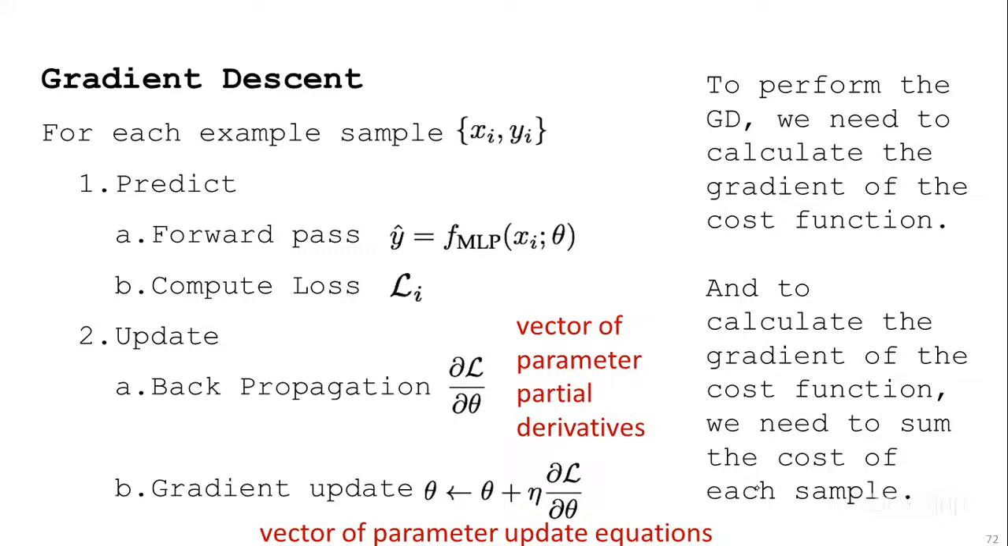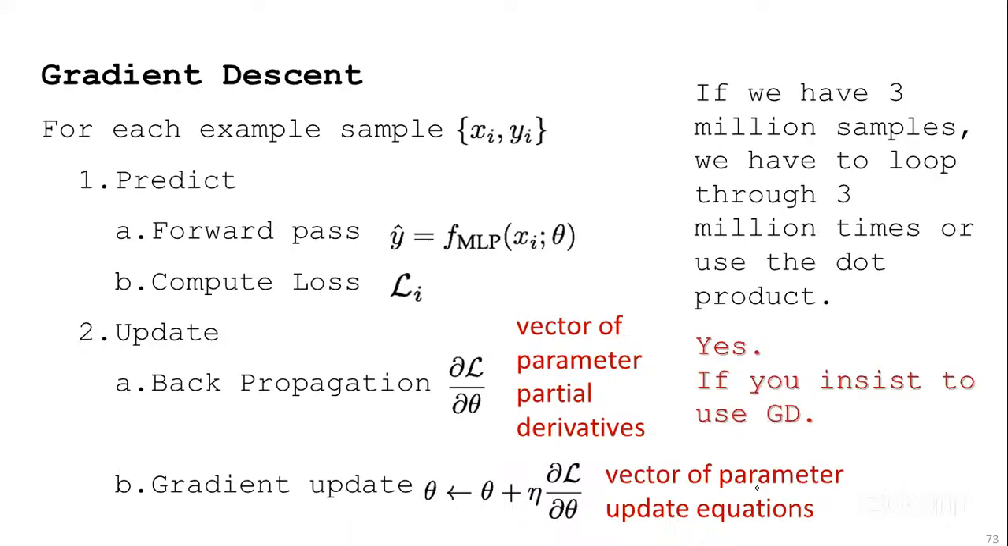Now here there is a catch. Let us say you have 3 million samples. Does it mean that you are going to loop through 3 million times to use this dot product? Yes, if you are going for gradient descent, every input must be seen in every pass. Every input you are giving to your network.